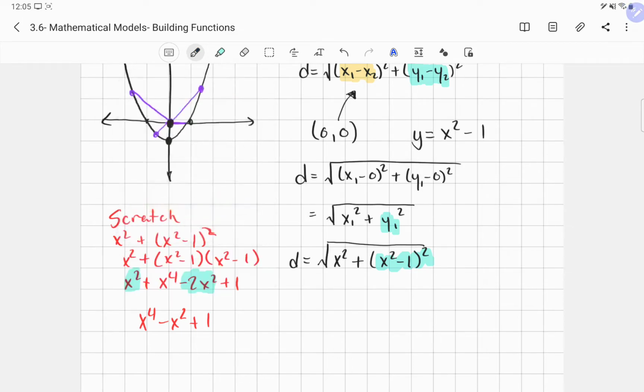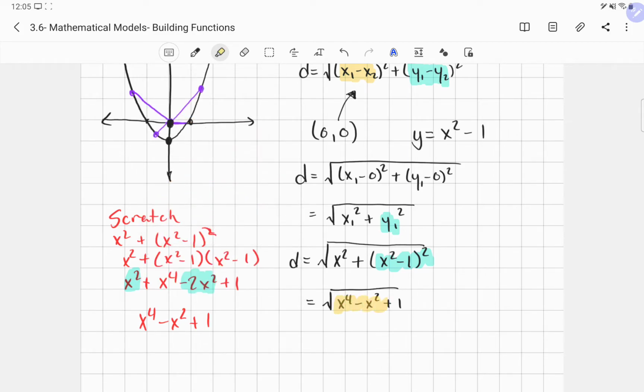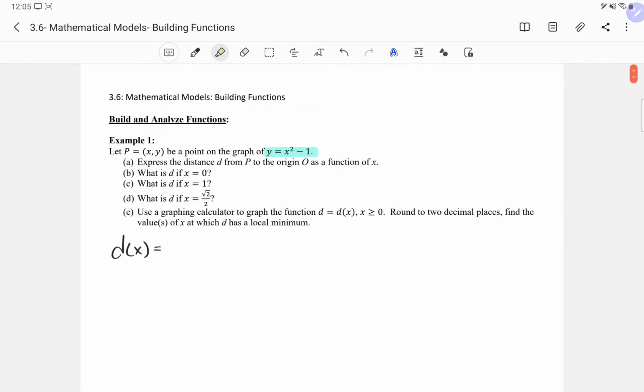Right, so we have that d is equal to the square root of x to the fourth power minus x squared plus 1. All right, and now we have all of the terms on the right-hand side in terms of x. So everything has an x on it. So we have our function. I can go ahead and write that the distance with respect to x is the square root of x to the fourth power minus x squared plus 1. So this is part A.